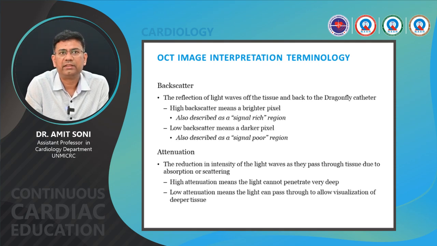Coming to attenuation: reduction in the intensity of light waves as they pass through the tissue due to absorption or scattering. Then there are two types of attenuation. High attenuation means light cannot penetrate very deep. Low attenuation means light can pass through to allow visualization of deeper tissues.